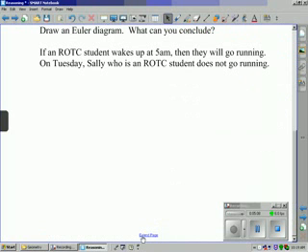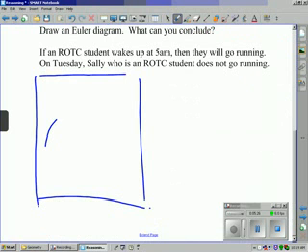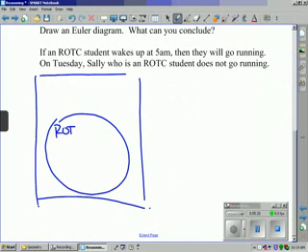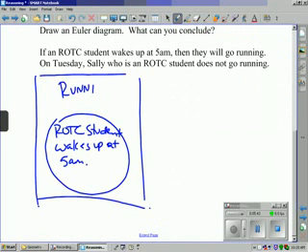For indirect reasoning, we will still be given a conditional statement and asked to draw an Euler diagram and to come up with a conclusion. In this example, we have the same conditional statement. If an ROTC student wakes up at 5 a.m., then they will go running. So I'll redraw that Euler diagram. And our conclusion is running.